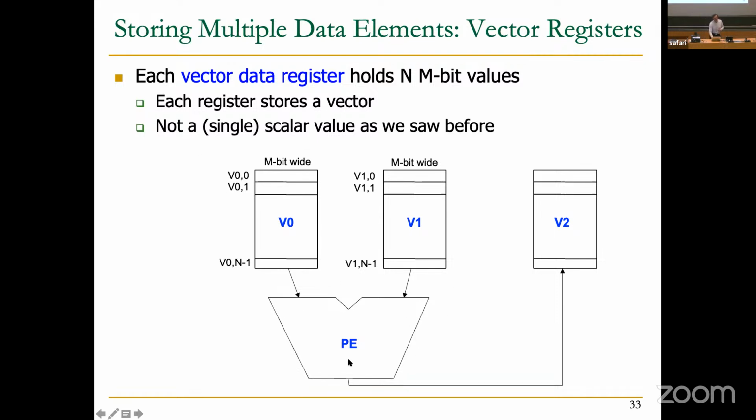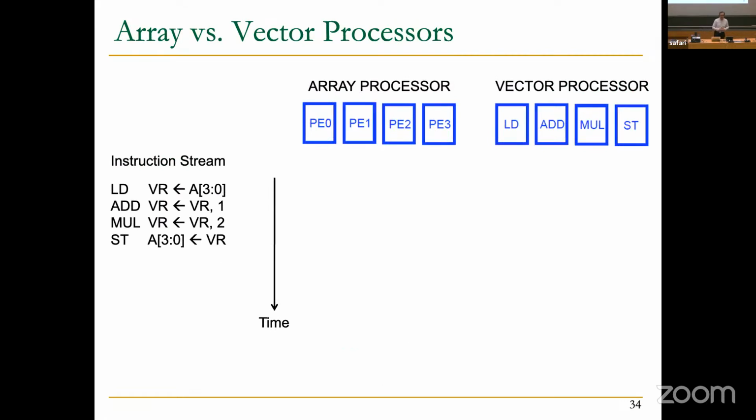This is the idea of a vector register, and the result is stored in a vector register. The sum of these 0th elements gets stored in destination register V2's 0th element. Okay? So just extend the scalar value to a vector value. And this is our simple vector program to illustrate the difference between an array processor and a vector processor to begin with. So this is our instruction stream.